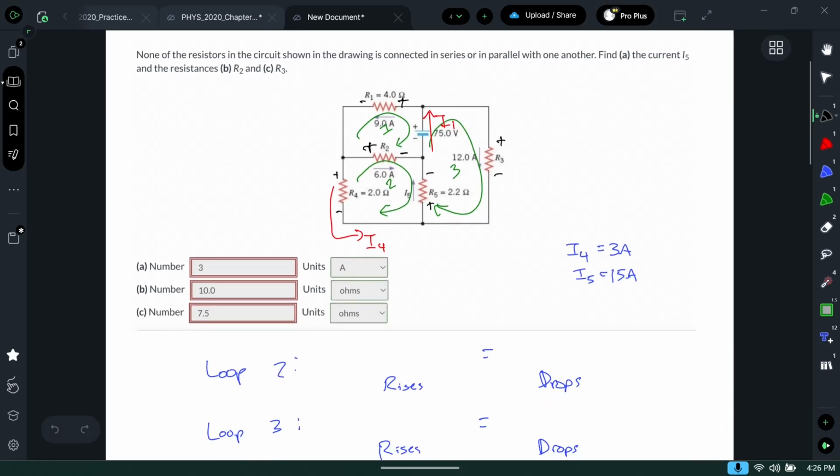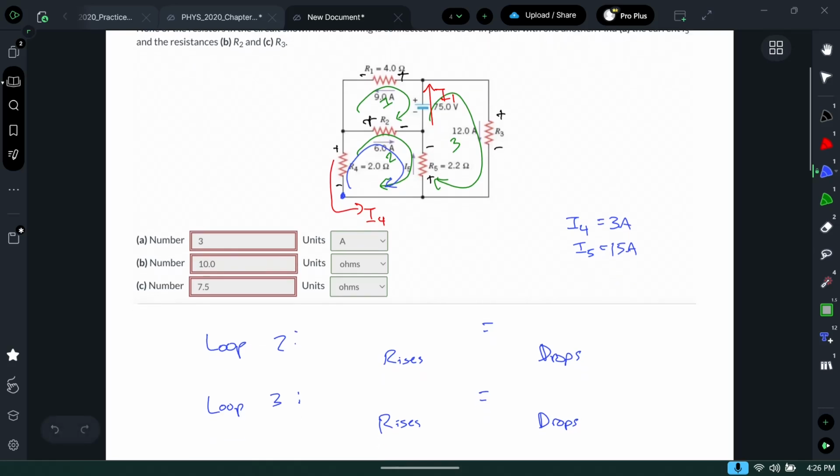All right, so I decided to do loop 2 and loop 3. I'll start from the bottom left corner. No reason for that. You can start anywhere you want. I just like to do that. My brain prefers it for some reason. So I'm going to walk clockwise, follow the loop. The thing I see first is the negative terminal of R4 and then the positive. So that's a rise of I4, R4.